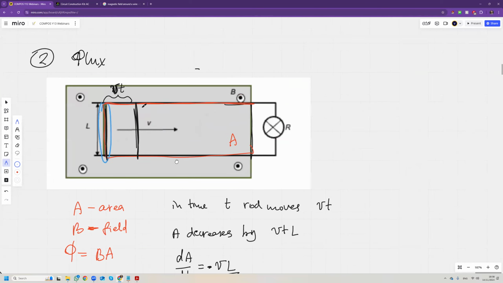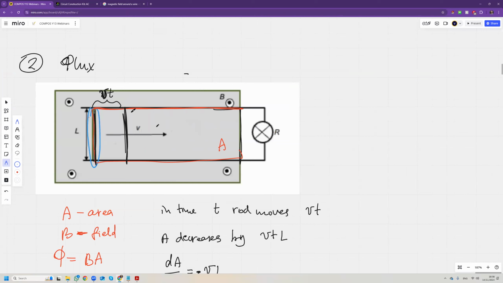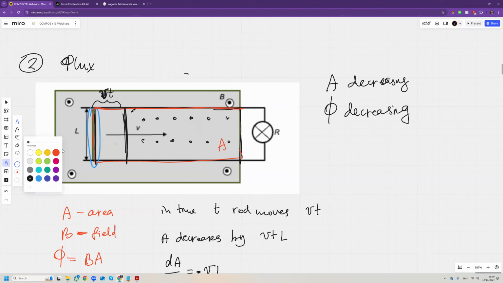Okay, so now to work out the minus, which way will the current be? So there's a field through the loop, and it's out of the page. Now the flux is decreasing because the area is decreasing. So a current will be induced to increase the flux. So the current will be induced in an anti-clockwise direction. So the current would be anti-clockwise.